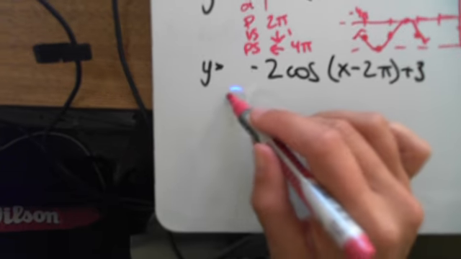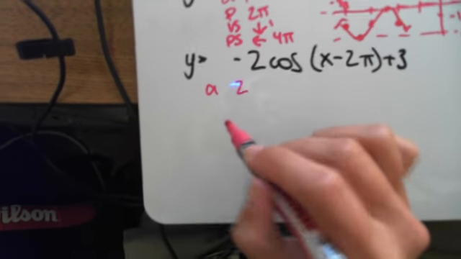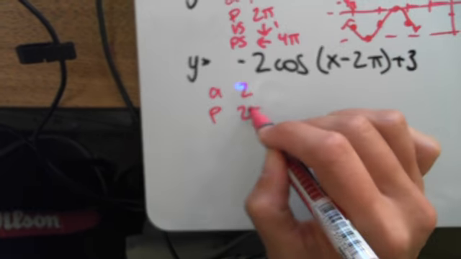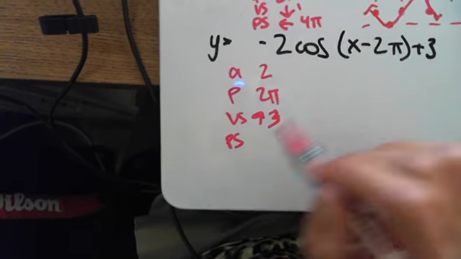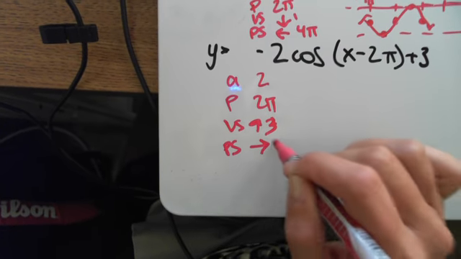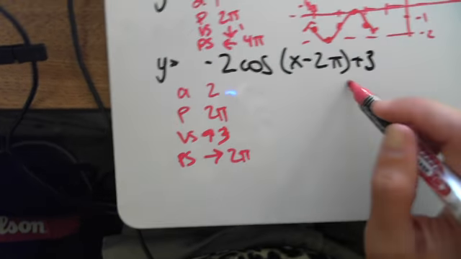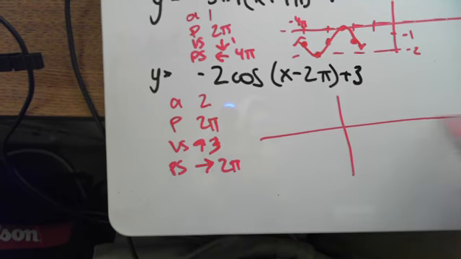And then the last one, we got another cosine. Amplitude is 2. It's also negative. Period is 2 pi again, 2 pi over 1. Vertical shift, this time we have up 3. And then a phase shift, we've got to the right 2 pi. So we're going to sketch this out.